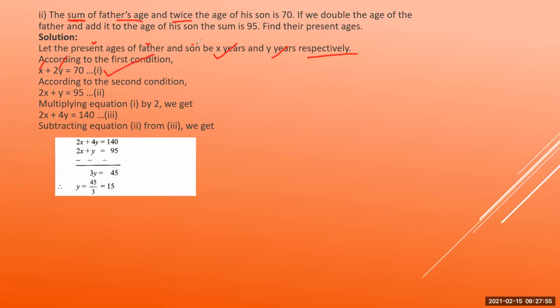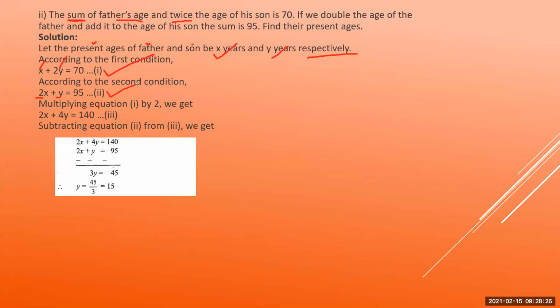Next, what does it say? If we double the age of the father, what was the age of the father? It is x. Since it is doubled, we get 2x, and add it to the age of his son. No changes for the son, so we simply add it to the age of the son, 2x plus y. And what is the sum given to us? That is equal to 95. So this is our next equation: 2x plus y is equal to 95.